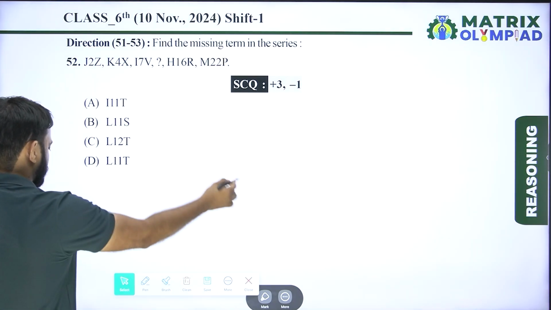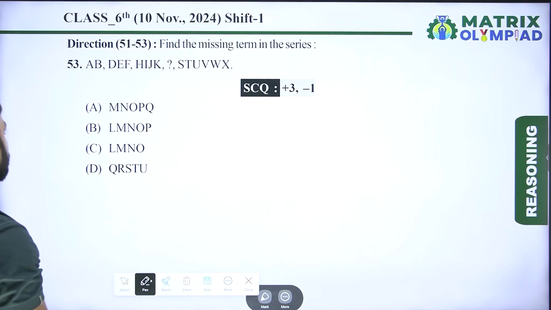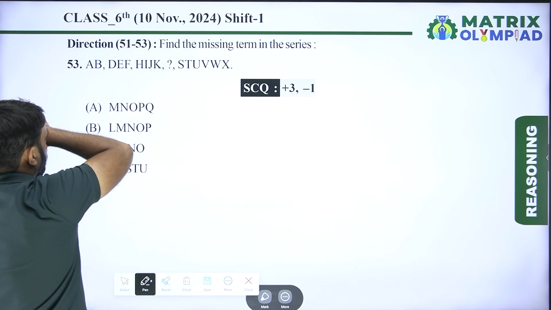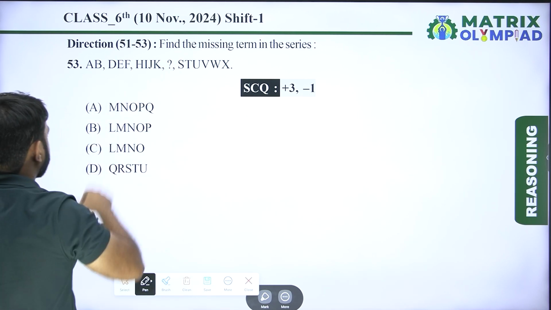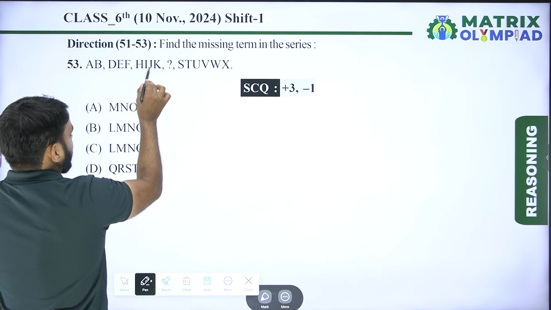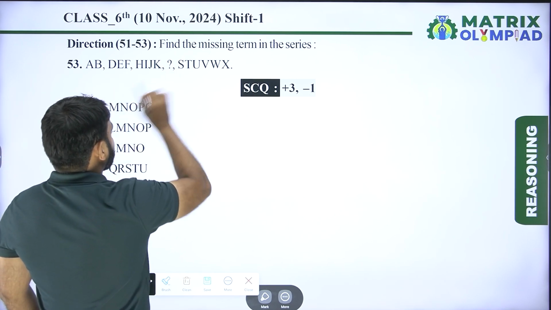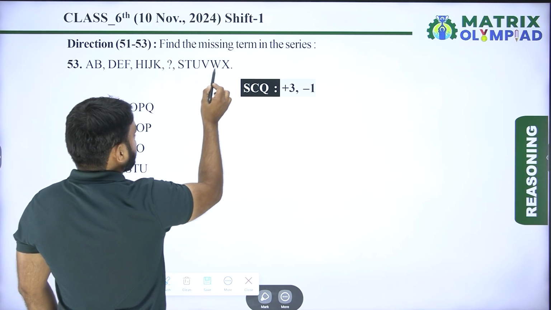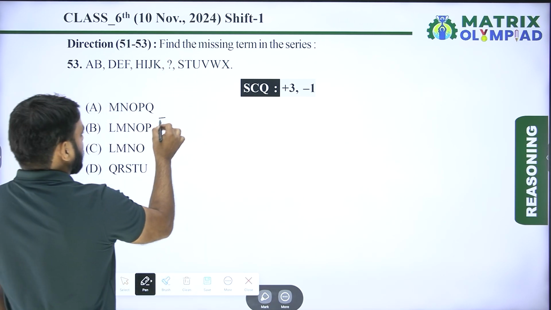Let's move on to the next question. Now the next question is question number 53. Find the missing term of the given series. The series is AB, DEF, HIJK. After this next is missing. After the missing term, the next term is STUVWX. So now check the pattern.